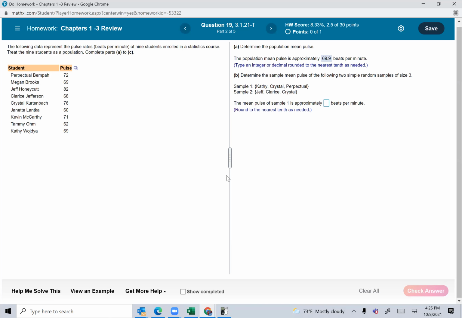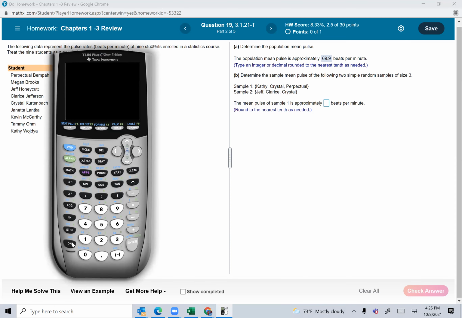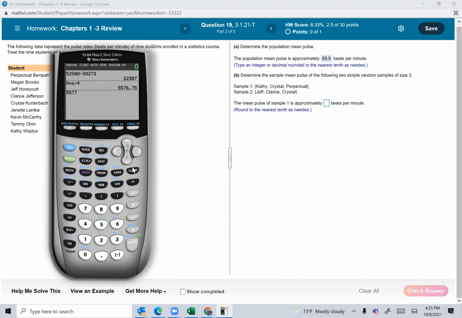And let's see what he's asking us. Determine the sample mean pulse of the following two simple random samples of size 3. Kathy, Crystal, and Perpetual. Kathy, so this one, 72, 69, and Crystal, which is 76. Okay, calculator, watch. We can do this on the calculator. First of all, you have to enter the data into the calculator. Here's how you enter data into the calculator. This is very, very important. Any data that you want to process in the calculator, you have to put it in like that. Stat, edit, and you put it in a list.